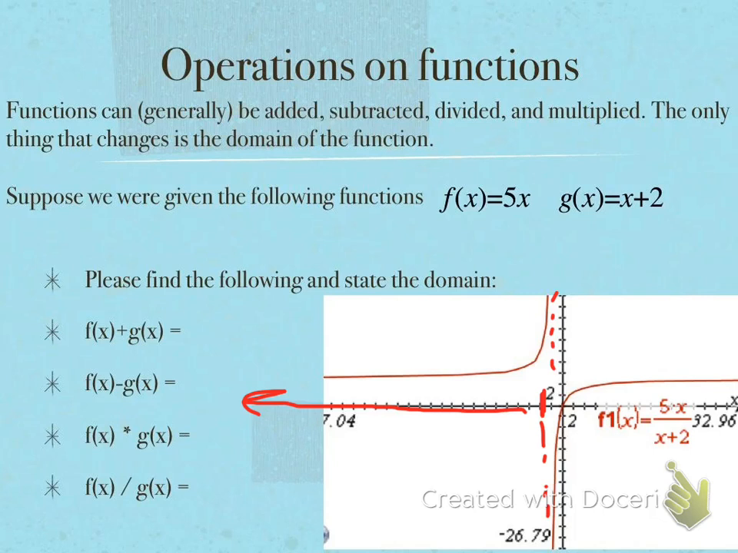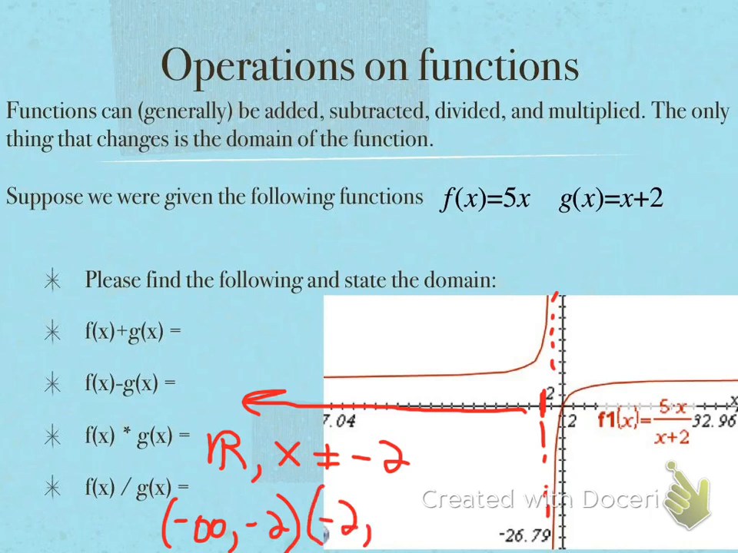So the way that I want you to write the domain for this, two ways. You could either write all real numbers, except that x cannot equal negative 2. That's one way. Or we could also write it in what we call interval notation, where we say, you're all good from negative infinity up to negative 2. Something happens at negative 2 that's bad. You can't include negative 2. And then you're all good from negative 2 to positive infinity.